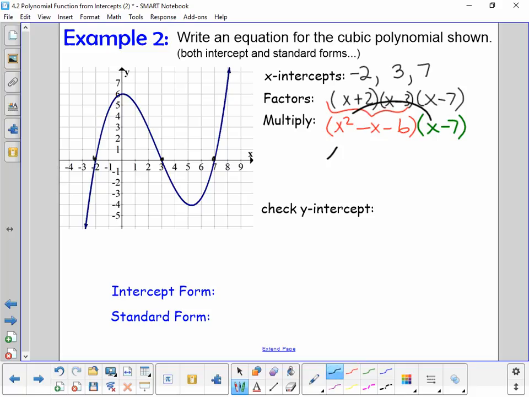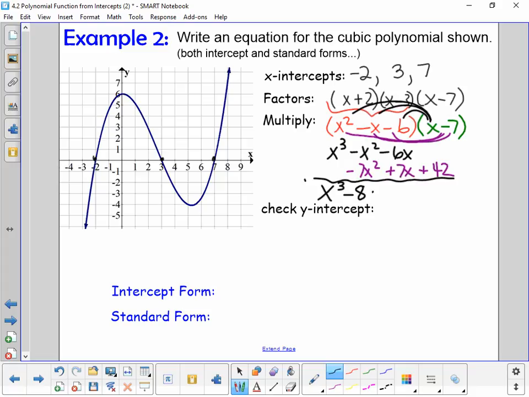So if we distribute everything, we get x to the third minus x squared minus 6x. And now if we distribute the -7, we get -7x squared plus 7x plus 42. So if we combine our like terms, we have x to the third minus 8x squared plus x plus 42. So this is our potential function.